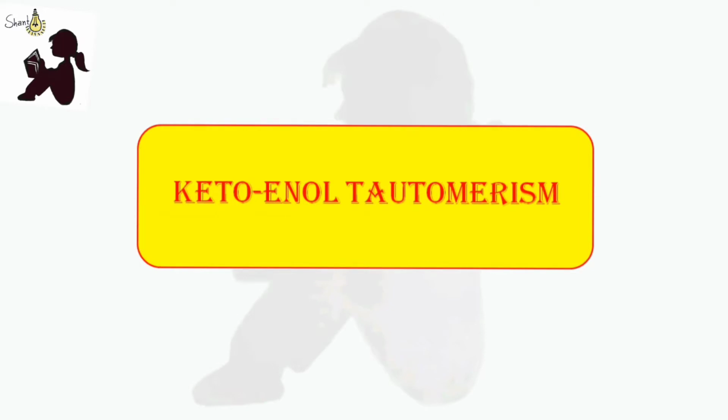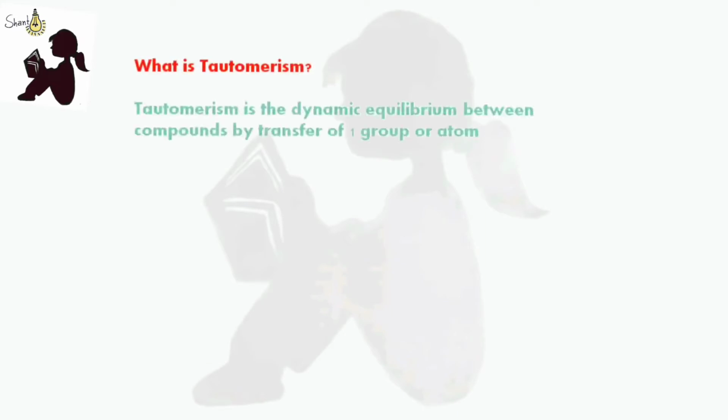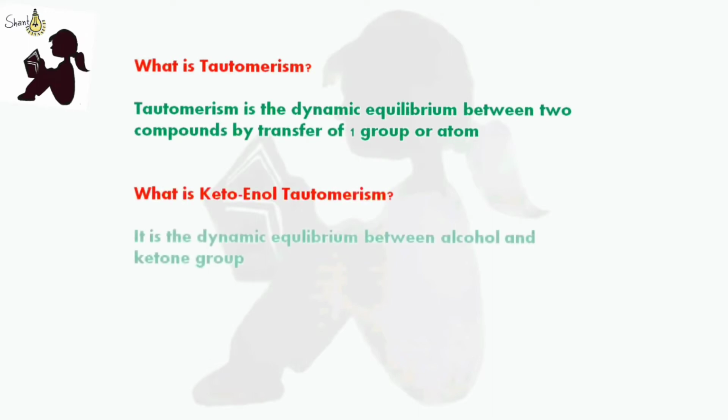Today, we are going to see keto-enol tautomerism. Okay, so let's see what is tautomerism. Tautomerism is the dynamic equilibrium between two compounds by transfer of one group or atom. Now, let's see what is keto-enol tautomerism. That is, it is the dynamic equilibrium between alcohol and ketone group.